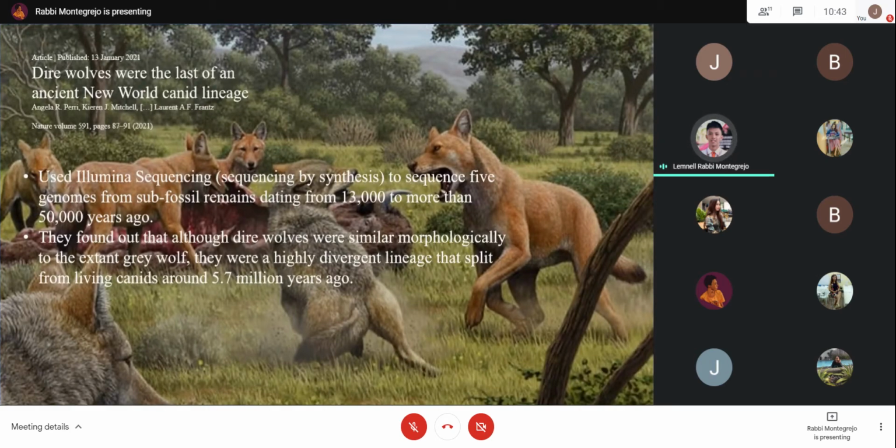Now, this is important because gray wolves, which were once considered as the closest relatives of dire wolves, were very similar in morphology to dire wolves. But however, after this study, na-confirm nila nga dili siya closely related to any of the members of modern day genus Canis. So, ang nahitabo is that nauwat sa iyahang morphology, sa ilahang similarity sa morphology.